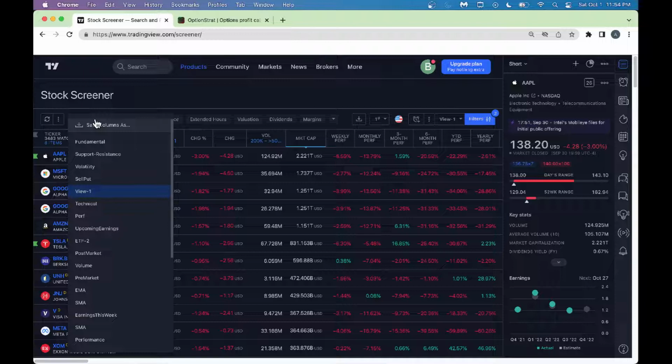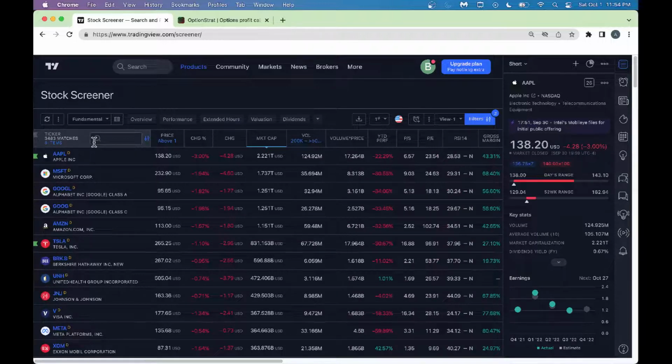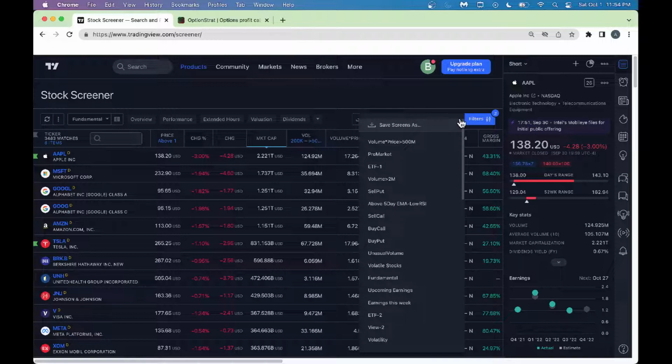I have multiple ways of looking at the market, and typically in this view, let's go into the fundamental screener so we can look at a few fundamentals in the screen. And also we can go into the view here. In the view, I got a volume times price more than 500 million.